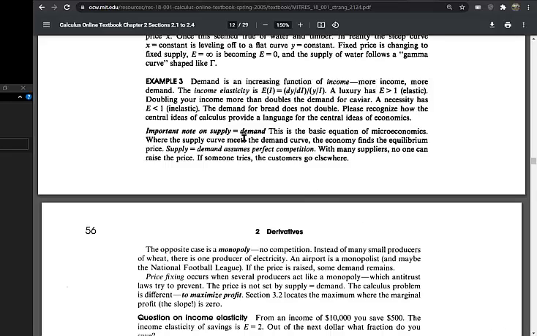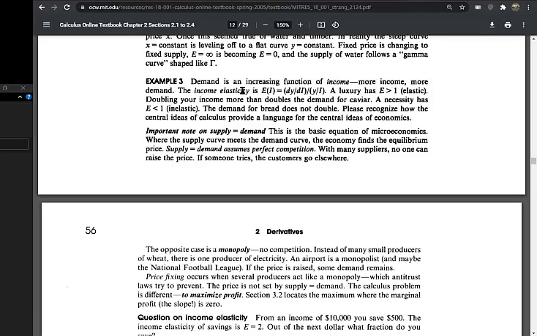You can see how that can be used in a practical example here. Demand is an increasing function of income. Okay, so instead of price, we can also think about income. Income determines how you spend your money. The more income you have, the more you're going to spend typically. The more income, the more demand.